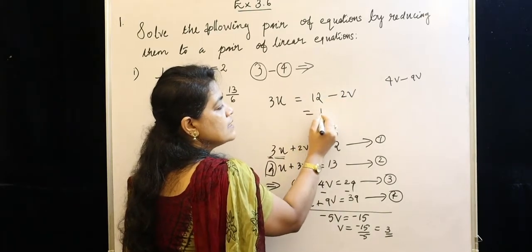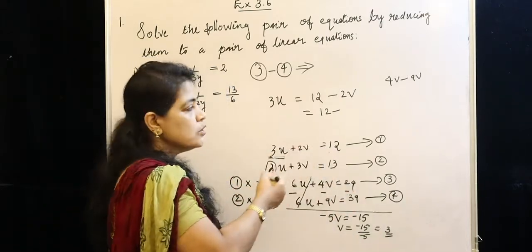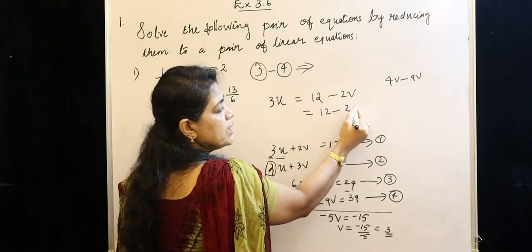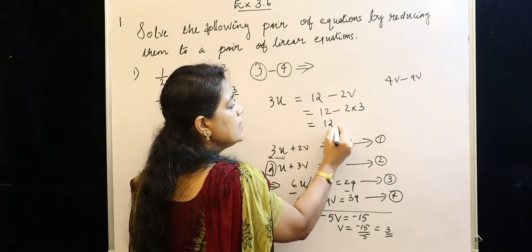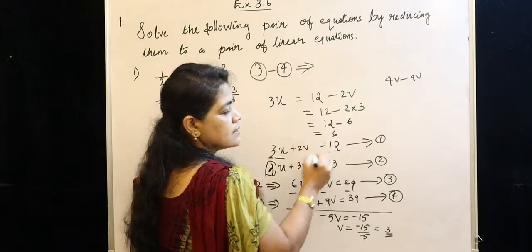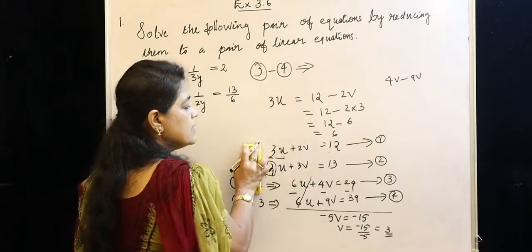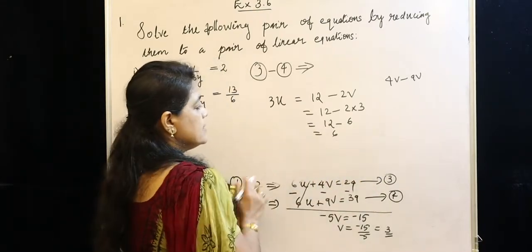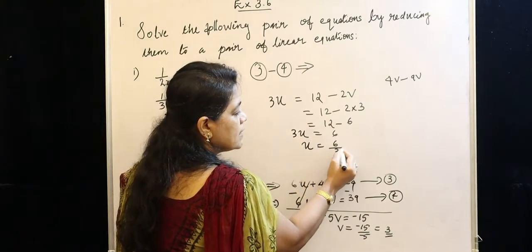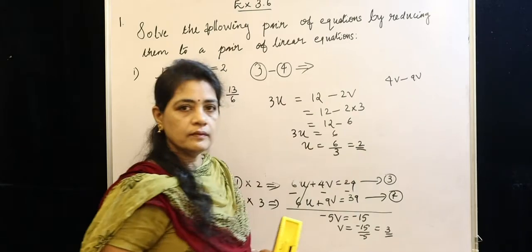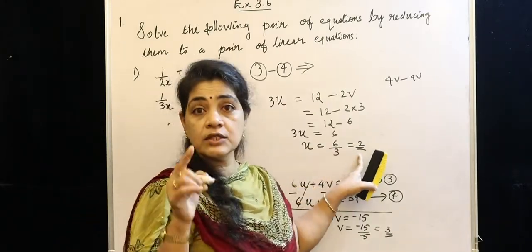So in the next step, I can substitute v as 3. 12 minus 2 into the value of v, which is 3, that is 12 minus 6, and this is 6. This is 3u, not u. From this you will get 3u equal to 6, so u is equal to 6 by 3, that is 2. Now we have v as 3 and u as 2.